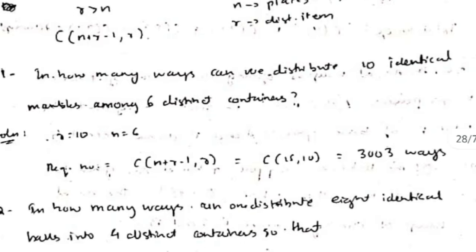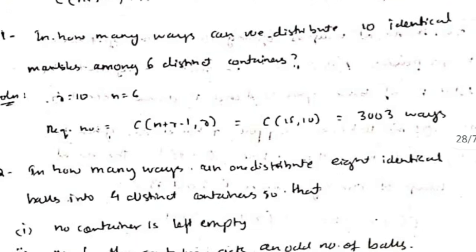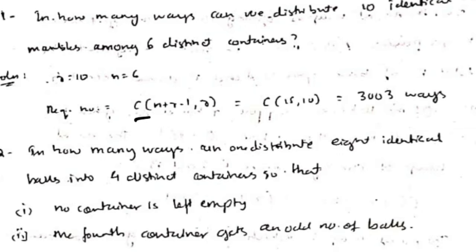After knowing that, you have to apply this formula, C of n plus r minus 1 comma r. This is the combination formula. So we will be applying this formula here, C of n plus r minus 1 comma r. So r plus n minus 1 is 15, and r is 10. So we will be writing 15C10.